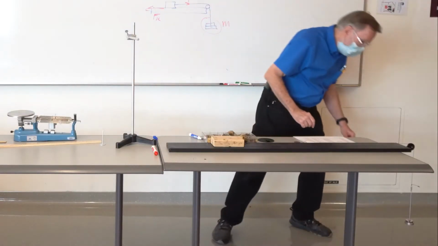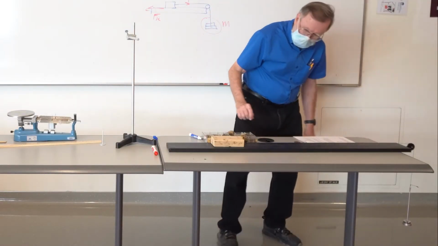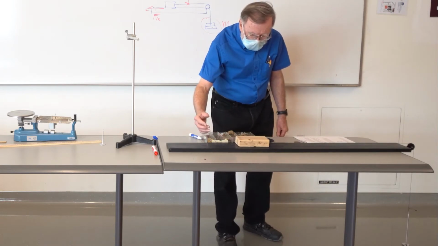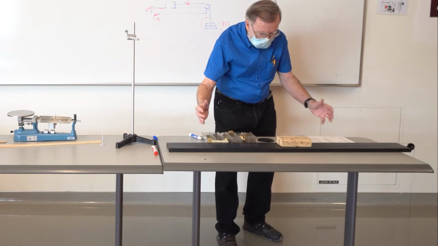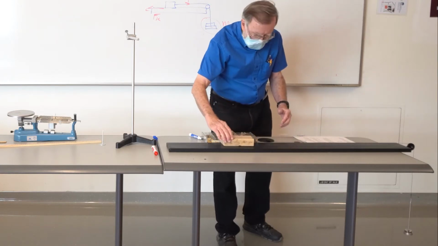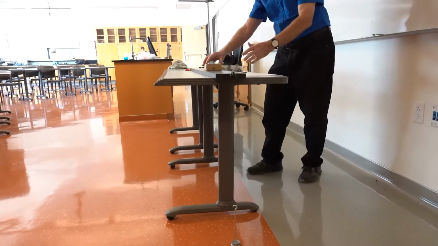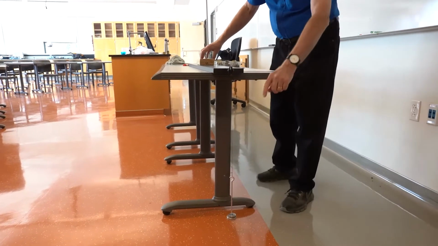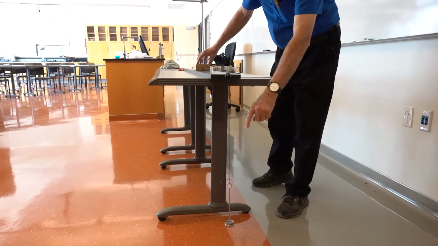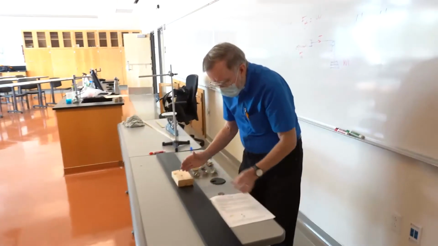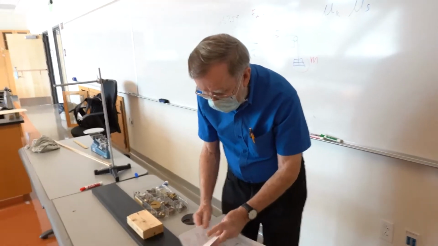Okay, so now we have 85 grams there, and it looks like if I give it a little push, it moves at about a constant speed. Accelerating a little bit, but it kind of depends on where it is on the wood. So what this tells me is that this hanging mass is equal to the force of friction because it's going at a constant speed.